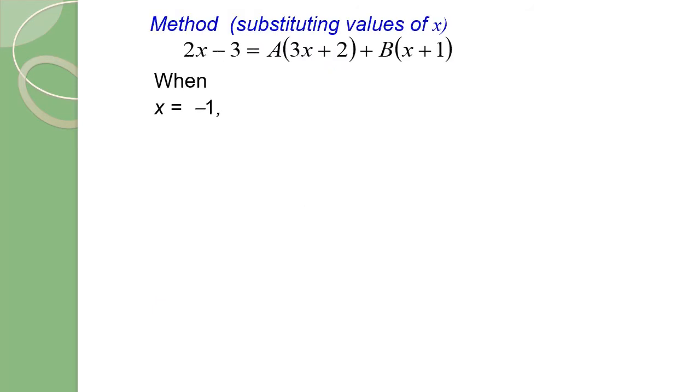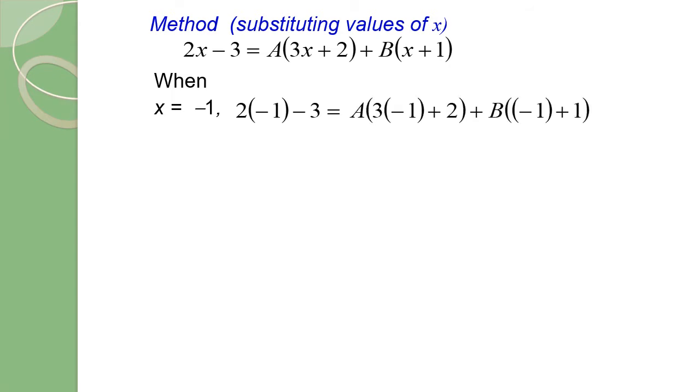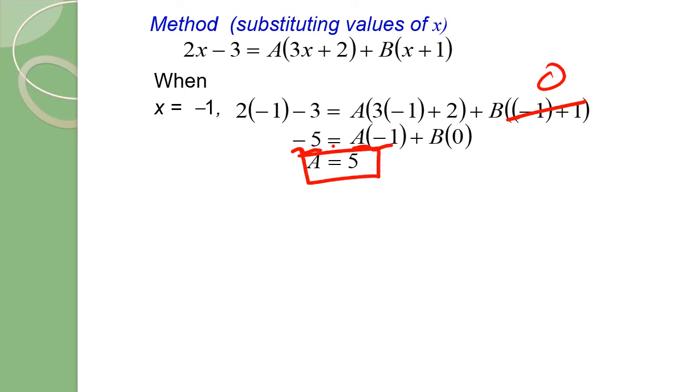When x equals -1, automatically on the left side we substitute -1. We have 2(-1) minus 3, and then A multiplied by (3(-1) plus 2) plus B(-1 plus 1). Directly this part will be equal to 0. So we are eliminating the B first. What we have on the right side is only A. A equals -A here, equal to -5, which means that A equals 5. So we don't have to care about B.